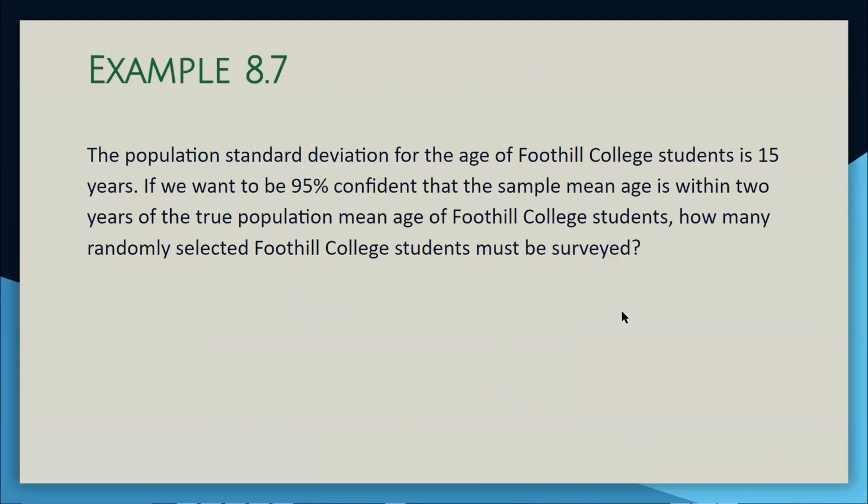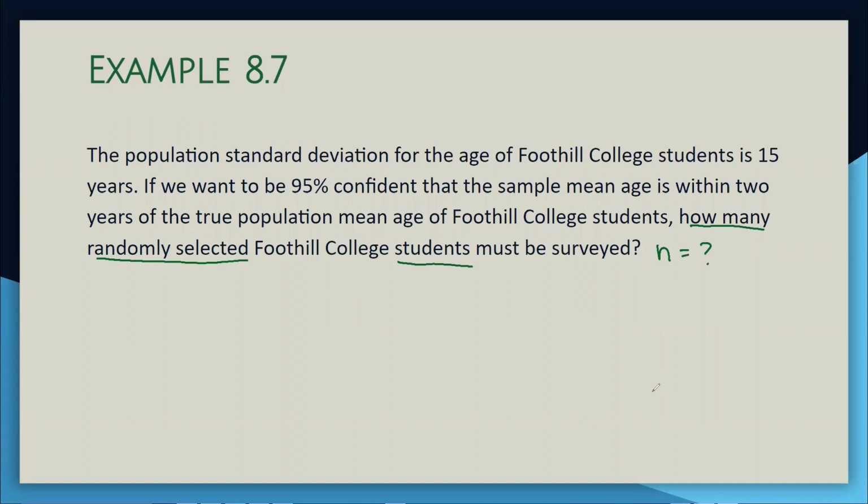Okay, so this example says the population standard deviation for the age of Foothill College students is 15 years. If we want to be 95% confident that the sample mean age is within 2 years of the true population mean age, how many randomly selected Foothill College students must be surveyed? So first read, it's how many randomly selected students. So they're asking me what is my sample size? What should my sample size be?